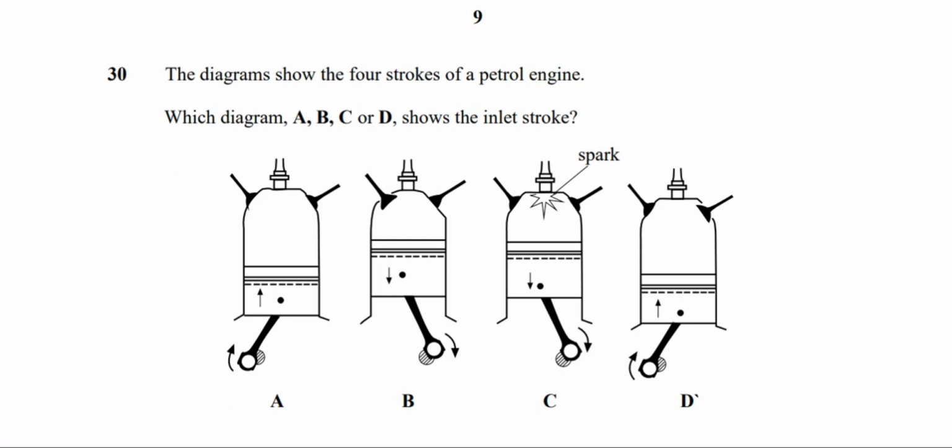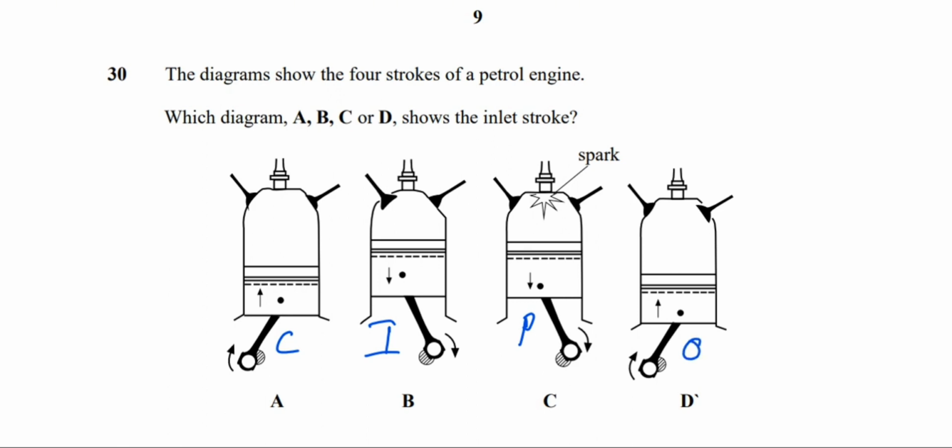Question 29. The diagram shows the four strokes of a petrol engine. If you know your strokes well, this one is the inlet, because the inlet valve is open and the piston is moving down whilst the outlet is closed. For A here, it is the compression, because both the inlet and outlet valves are closed and the piston is moving upwards so that it can compress the air. This one is the power stroke, because both the inlet and outlet are closed, the piston is moving downwards and there's a spark.